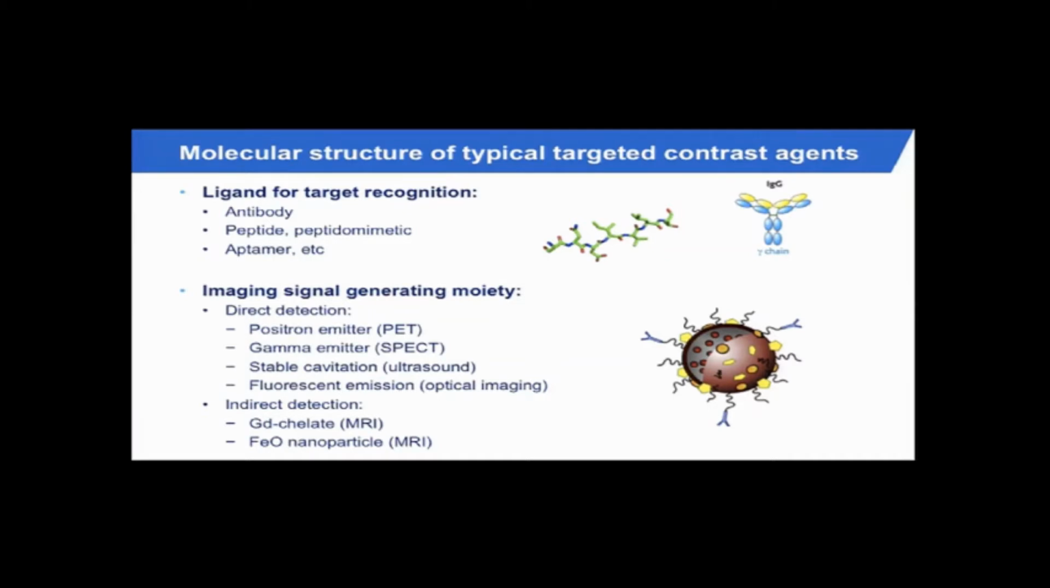I will not spend too many words on the options that we have. There is either a capability of direct detection or indirect detection, which we mostly do in the case of MRI. So then in the end, we will have a structure like, for example, in this particular case, a nanoparticle that is equipped with a monoclonal antibody for target recognition.